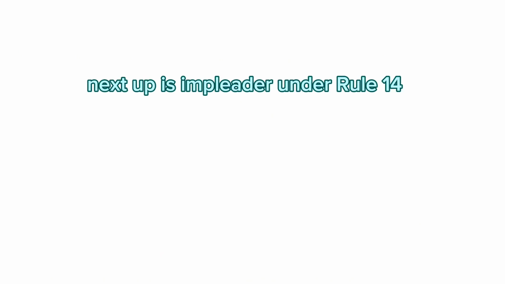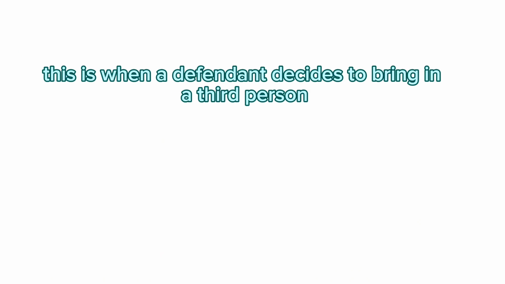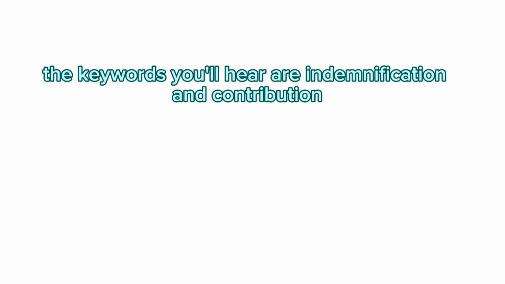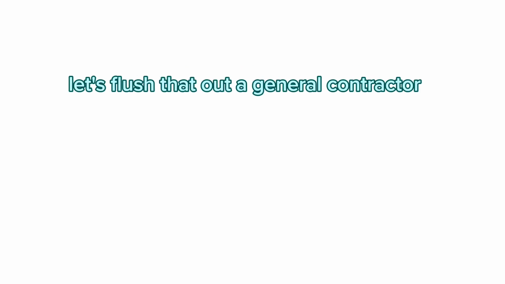Next step is impleader under Rule 14. This is the "it was him" rule. This is when a defendant decides to bring in a third person to pay for some or all of the liability. The key words you'll hear are indemnification and contribution. The text uses a construction example, which seems pretty clear. Right. Let's flesh that out.